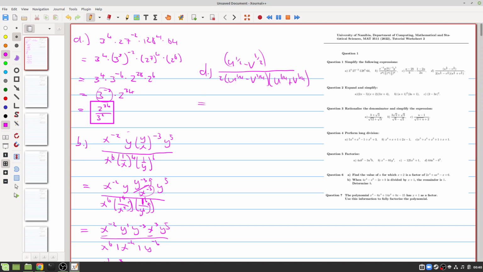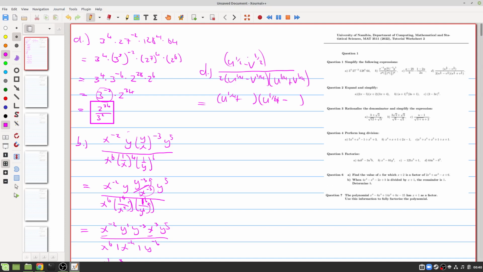Okay, so with fractions, if we can factorize, we want to factorize. So this part we can factorize. This is a difference between two squares, right? So at the top, this we can factorize into two brackets. One gets a plus, one gets a minus. And then we have the square root of the first thing. So square root of u to the power half is u to the power quarter. So that goes in here.